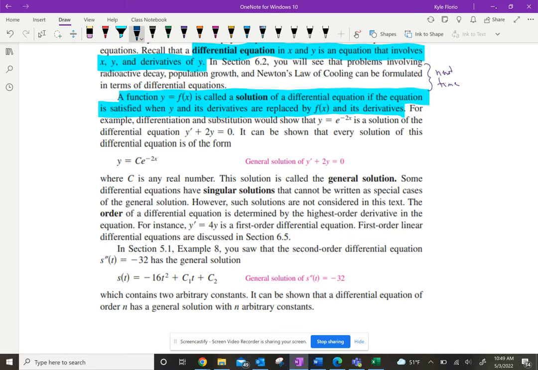For example, differentiation and substitution would show that if I take y to be the function e to the negative 2x, that will be a solution of this differential equation right here: the derivative of y plus 2 times y equals 0. So down here we have a differential equation because we have an equation of y's derivative and y, and allegedly this is a solution to it. What I'm going to do is take the derivative of this, plug it into y prime, and plug e to the negative 2x in for y and show that that's going to give you 0. So you can copy this down in your notes. We're basically going to show y is a solution.